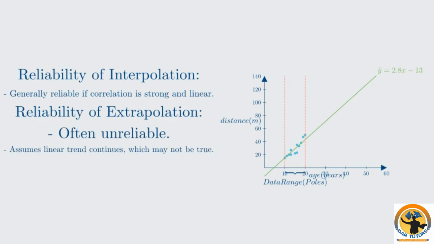A 50-year-old throwing 127 meters is far beyond the current world record. The linear model is likely not valid for ages outside our data range. So, when making predictions, always state whether it's an interpolation or extrapolation and comment on its reliability based on the data and the context of the problem.